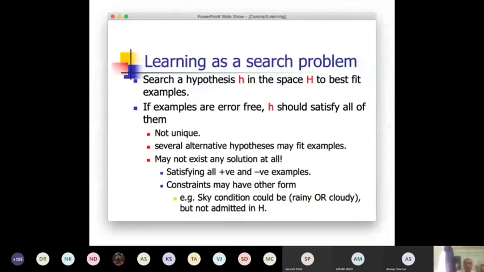So I already discussed this in my previous class, that some forms of Boolean expressions we will not be able to capture. Suppose the sky condition is rainy or cloudy, but if it is sunny, then no. Of course, this is not with respect to our particular outdoor sports examples, but for certain hypotheses, if we put that kind of constraint, you will not have any form which will express this kind of structure.